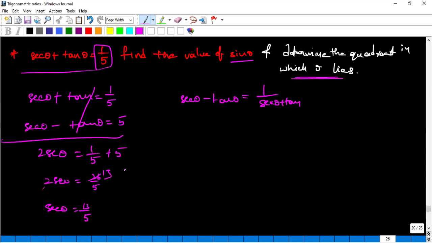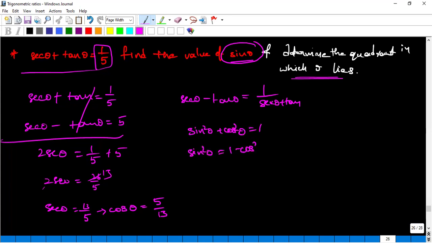Okay. You got secant theta value. By using this secant theta, we can find out tan theta. You can find out whatever you want. I want sin theta value. I can find out cos theta from this very easily. Cos theta is 5 by 13. Okay. Then I have a formula. Sin square theta plus cos square theta is equals to 1. So sin square theta is equals to 1 minus cos square theta. Then 1 minus 5 by 13 whole square.